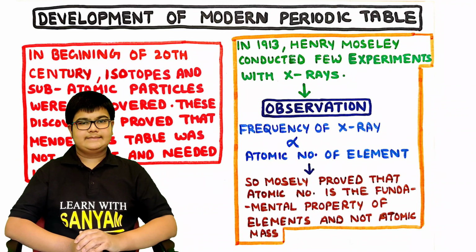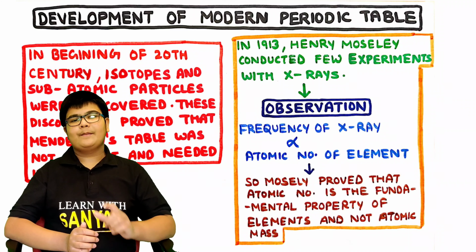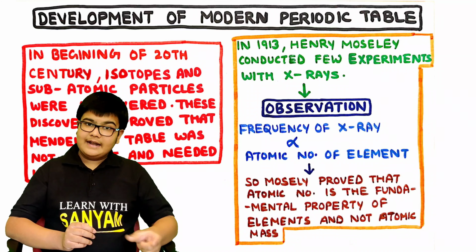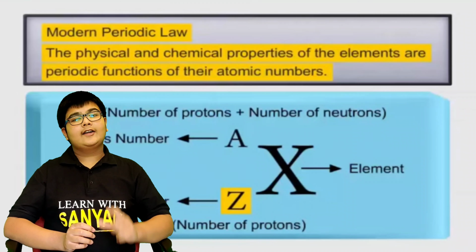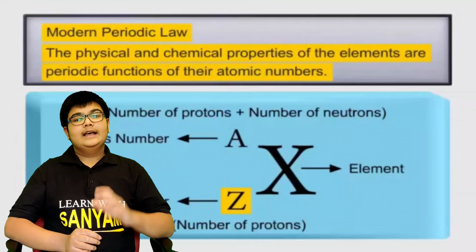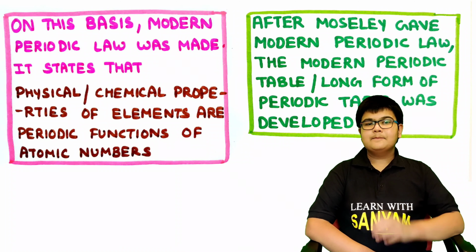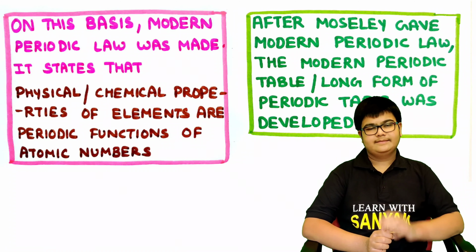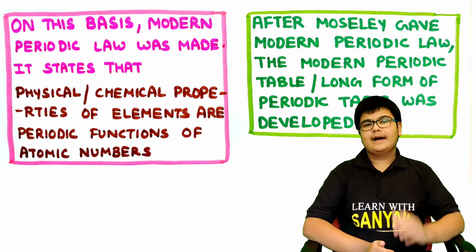and not atomic mass. Before that, everyone believed that atomic mass was the fundamental property of every element, and the periodic table was based on atomic mass. But now Henry Moseley said that atomic mass is not the fundamental property, atomic number is the fundamental property. So in this way, he proposed the modern periodic law. The modern periodic law says that the physical and chemical properties of elements are periodic functions of atomic number. So the atomic number of an element determines its properties and not atomic mass.